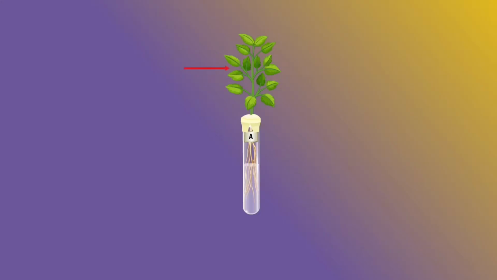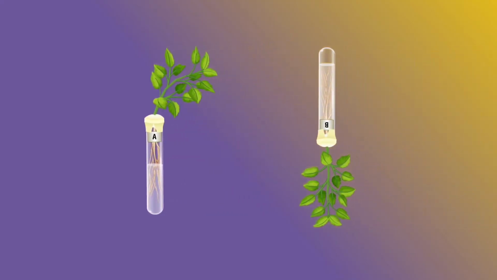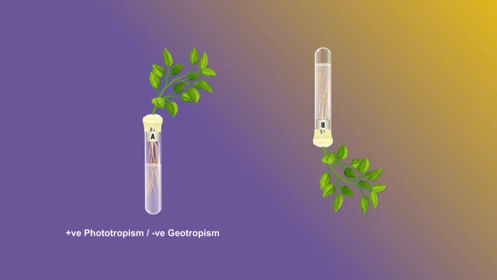Observation: the stem in test tube A grows vertically upwards and bends towards the light. The stem in test tube B shows a curvature and bends upwards towards the light and away from the gravitational force, thus showing positive phototropism and negative geotropism.